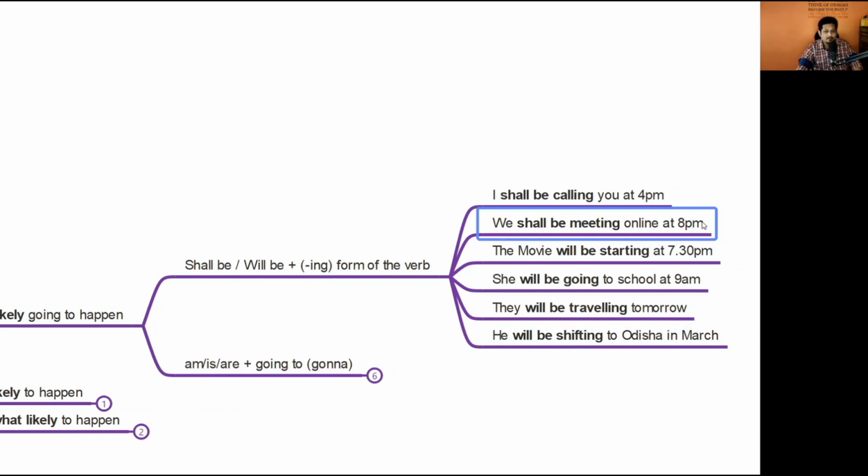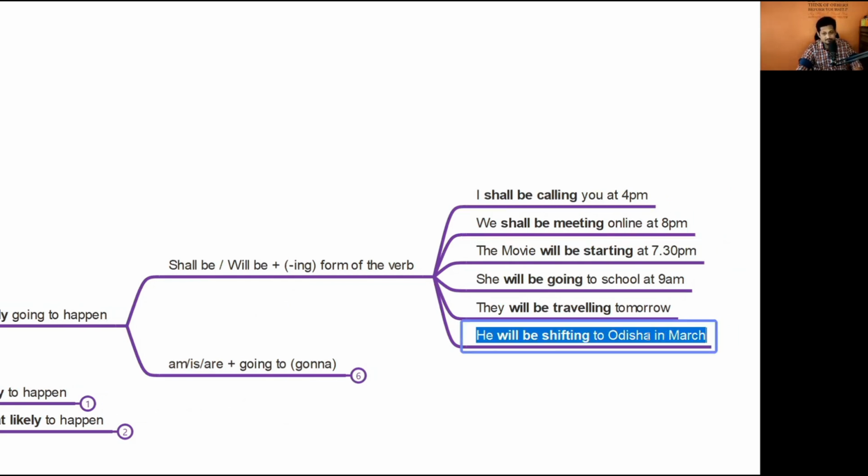So even if there are no timestamps, for example, 4 p.m. is there, 8 p.m. is there, 7:30 p.m. is there, 9 a.m. is there, tomorrow is there, March is there. But even if you don't have a timestamp, okay, so if I remove this, what does it mean? It means that he will be most likely, almost certainly, he is going to shift to Odisha. ये पक्का हो गया है, like गोटे मजबूत कथा, but it is in future, so that's the future tense. I hope you're clear about shall be and will be.